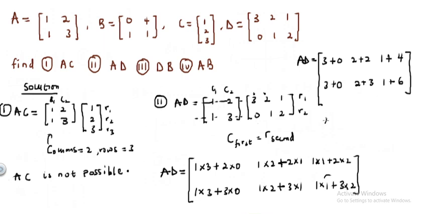So that matrix AD, forgive me for the use of space, matrix AD becomes 3 plus 0 is 3, 2 plus 2 is 4, 1 plus 4 is 5, 3 plus 0 is 3, 2 plus 3 is 5, 1 plus 6 is 7. So this is matrix AD.